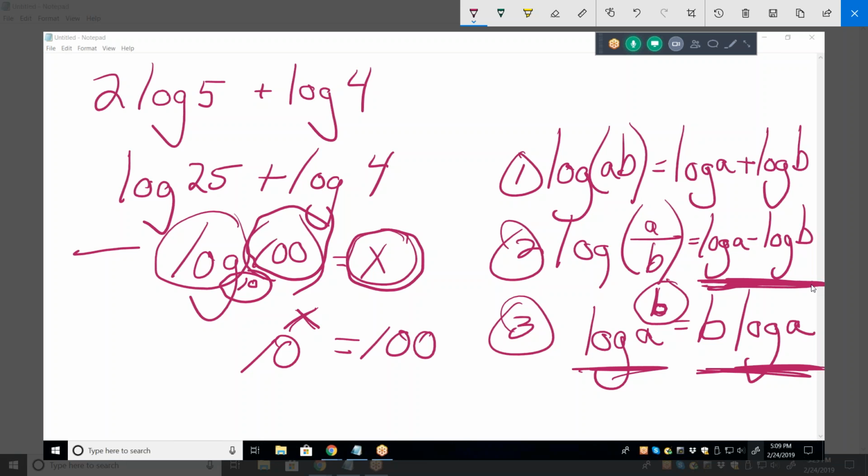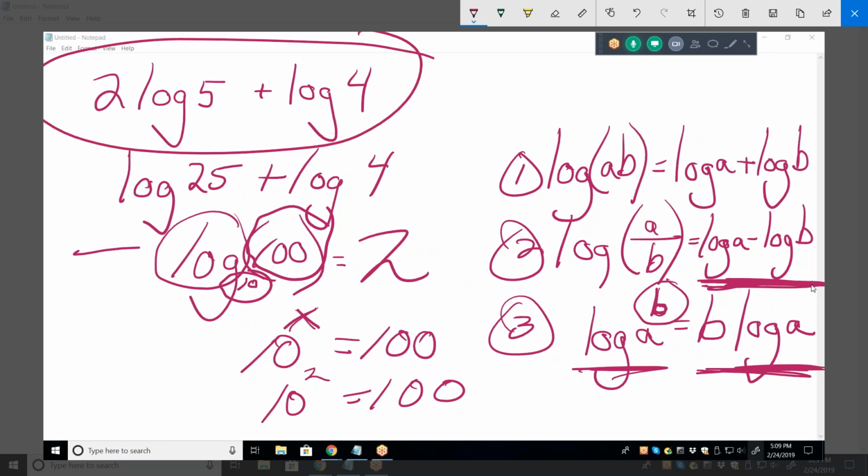10 squared is 100, right? 10 times 10 is 100. So x is 2. Let's get rid of the x and write in there 2. So that whole thing comes down to the number 2 because it came down to log base 10 of 100. And we can figure out what log base 10 of 100 is. It's 2, because 10 squared equals 100.